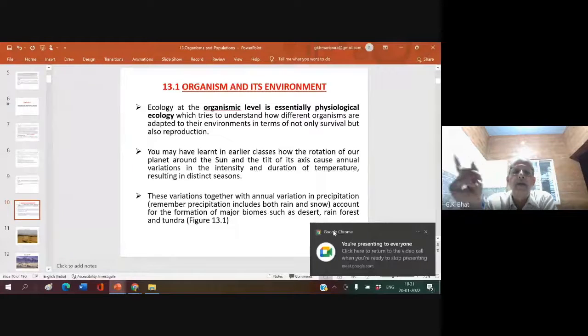Our planet Earth is rotating around the sun and also rotates on its own axis. And these two cause annual variation in intensity and duration of temperature. And this results in distinct seasons.